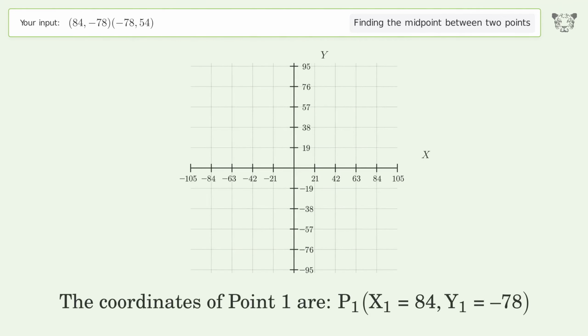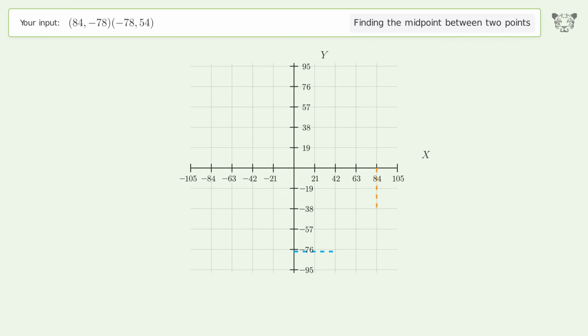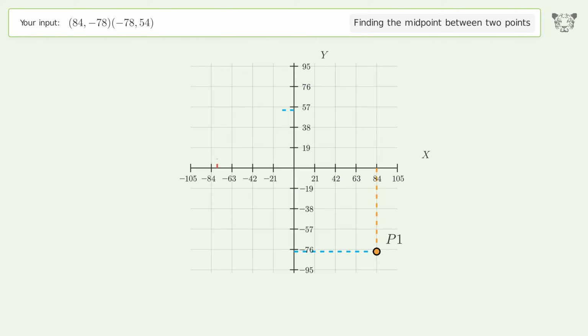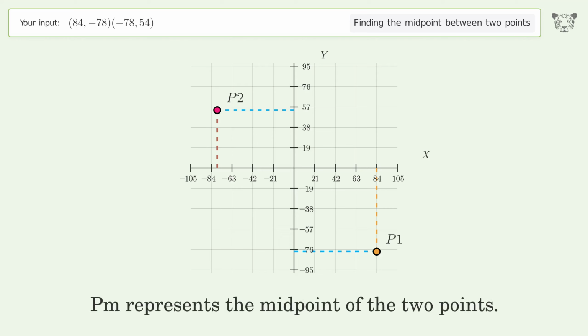The coordinates of point 1 are, x1 equals 84, y1 equals -78. The coordinates of point 2 are, x2 equals -78, y2 equals 54. PM represents the midpoint of the 2 points.